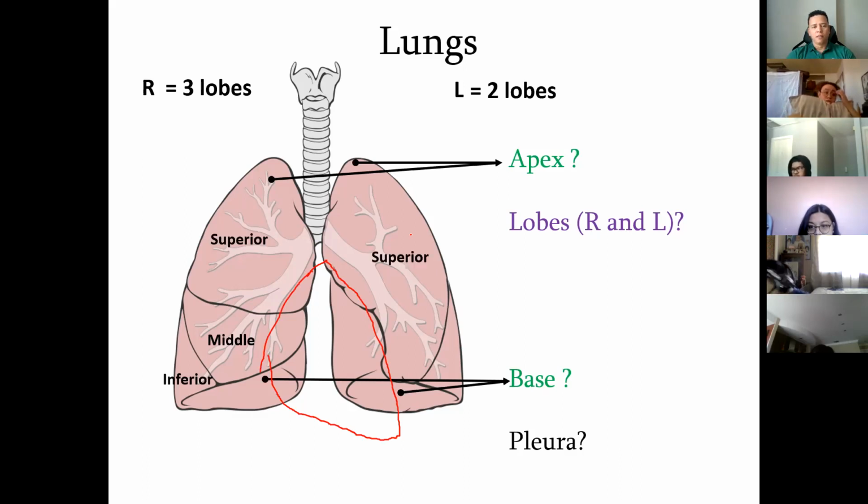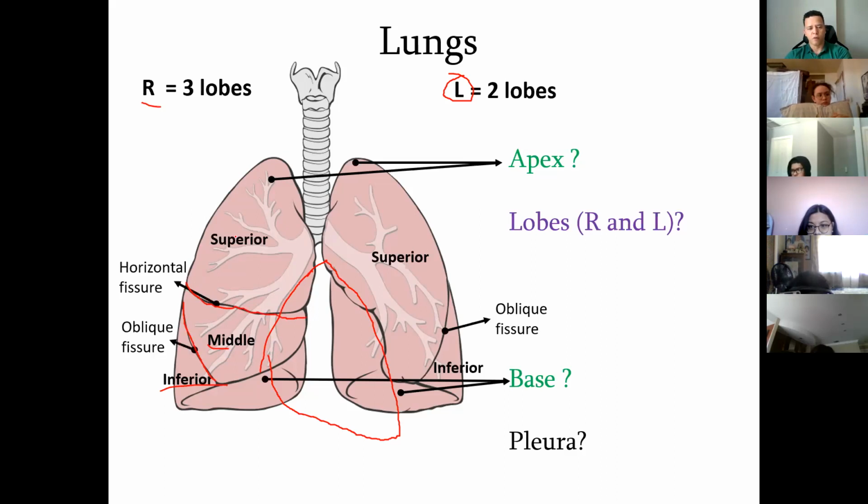Now, the left lung only has 2 lobes, the superior and the inferior. And each one of these lobes is going to be separated by what we call a fissure, which is this line that basically separates the different lobes of the lung. We have an oblique fissure that separates superior from inferior lobe on the left lung, while the oblique fissure on the right lung separates the middle from the inferior lobes. Then we also have on the right lung a horizontal fissure that separates superior from the middle lobe. We don't find a horizontal fissure in the left lung, okay?